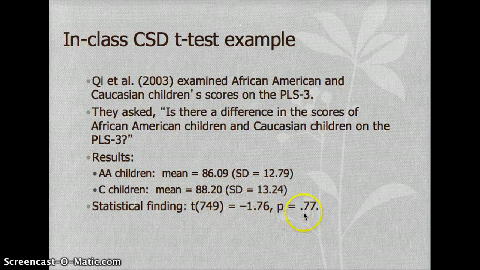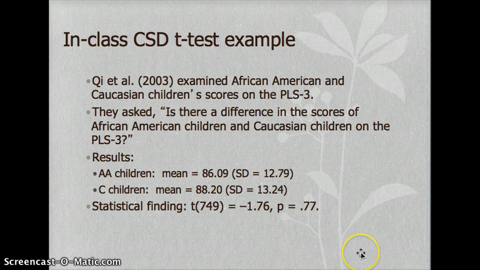Okay, so what's the degrees of freedom? So you should tell me 749 is the degrees of freedom. Now, based on the degrees of freedom, how many children were in the study? You should get 751 because it's the total number minus 2.